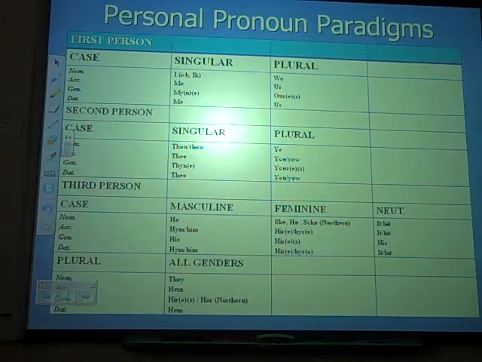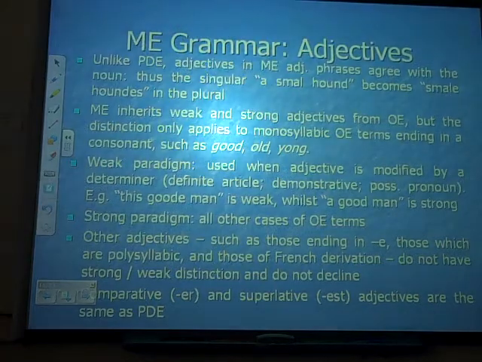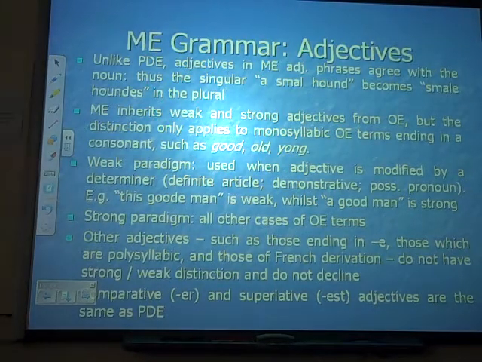The seminar to sort of decode some of the texts. Adjectives, unlike present-day English, agree with the noun. Thus, the singular, a small hound, becomes smale hundes in the plural. It takes an E on the end, which is sort of a remnant of the inflections from Old English, which are gradually lost in Middle English.